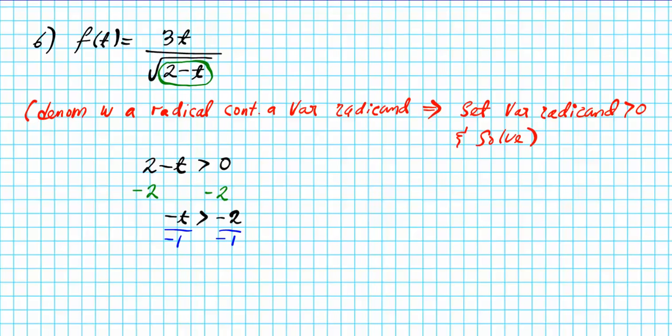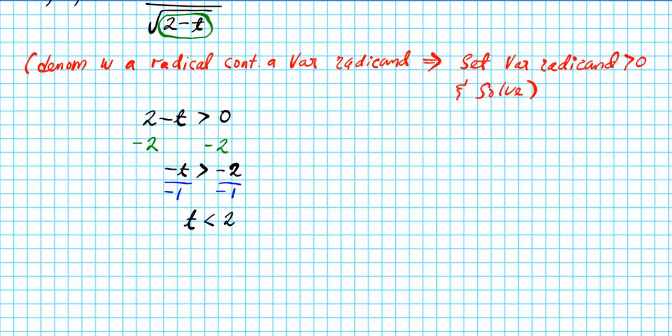Okay, and then you get t. Now, what's something you always want to keep in mind whenever you're solving inequalities? You always want to remember that whenever you divide or multiply by a negative, you switch the orientation of your inequality symbol. So this becomes t is less than -2 over -1, which is +2. So t is less than 2, that's your domain, okay?